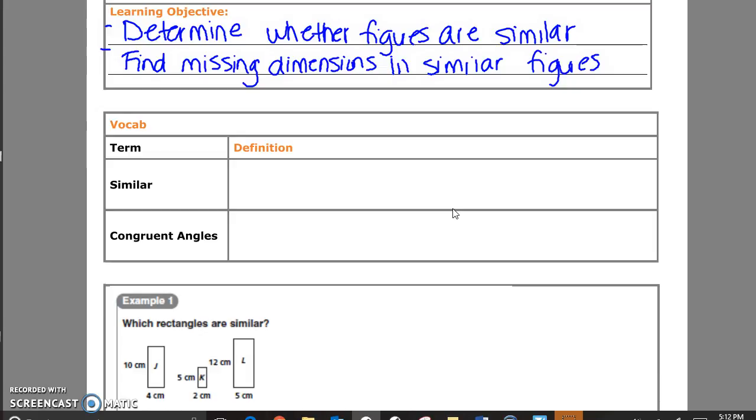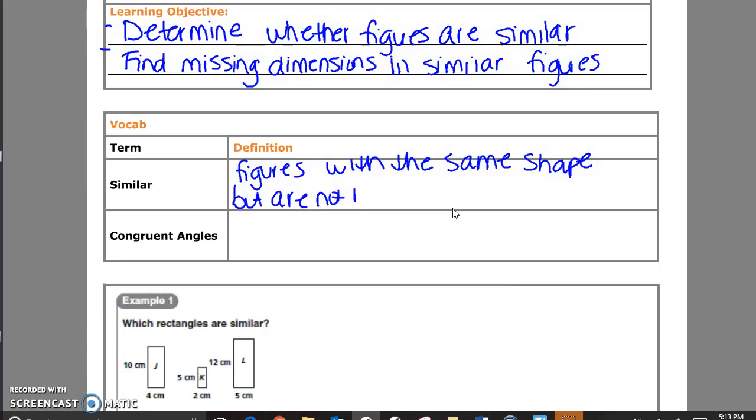whether figures are similar. So in math, similar, we're going to be talking about figures that are the same shape, with the same shape, but are not necessarily the same size. And I'll explain what I mean by that. And then we're also going to be looking at congruent angles, which is a review.